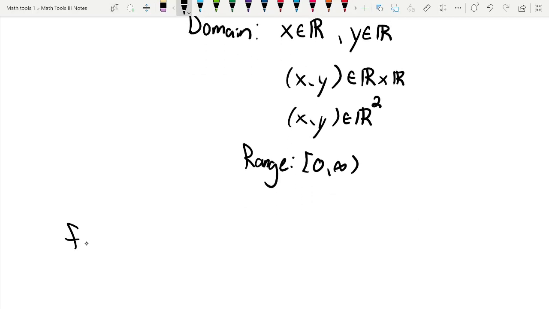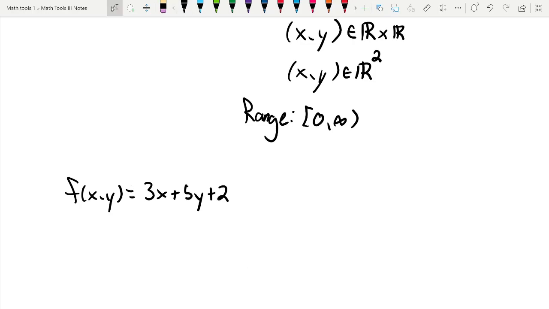So let's look at some other functions here. If we have f of x, y equals 3x plus 5y plus 2, for example. This is the one I had graphed already when I pulled that up. So this is a linear function. It looks very much like the linear functions that we have with one variable. And when we have a linear function in 2 dimensions, it's a straight line, hence why we call it linear. But when we open that up to 3 dimensions, now it's going to be a plane.